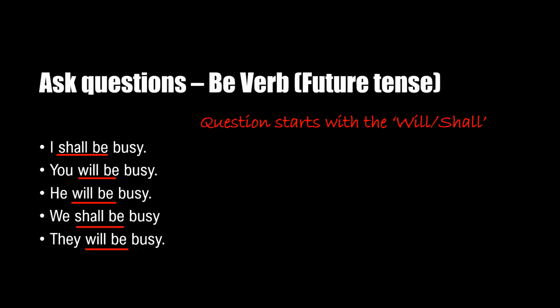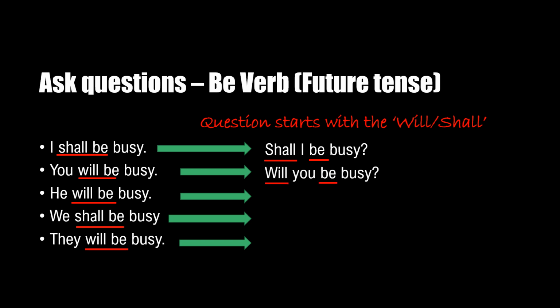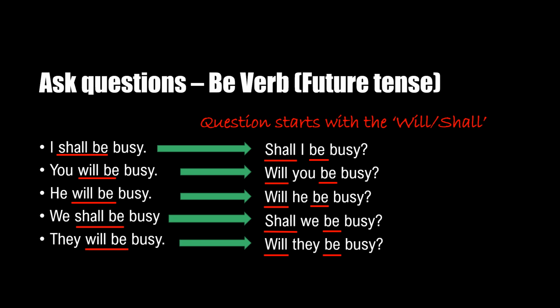So let us take a look at how the questions appear. I shall be busy. Shall I be busy? You will be busy. Will you be busy? He will be busy. Will he be busy? We shall be busy. Shall we be busy? They will be busy. Will they be busy? This is how the questions look in the future tense when we are using the be verb.